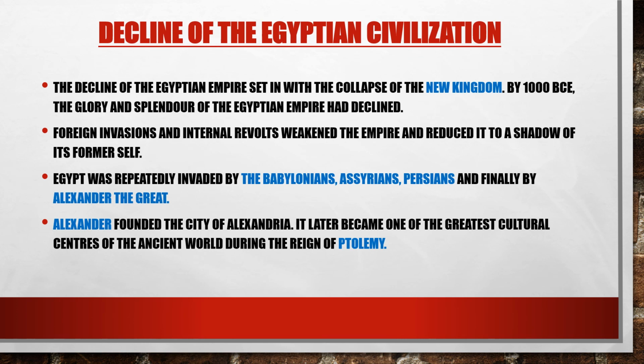That's why Herodotus, writing in the 5th century, observed that there is no country that possesses so many wonders, nor any that has such a number of works which defy description. So here we are ending with the decline of the Egyptian civilization.